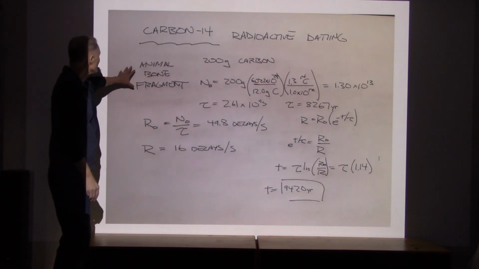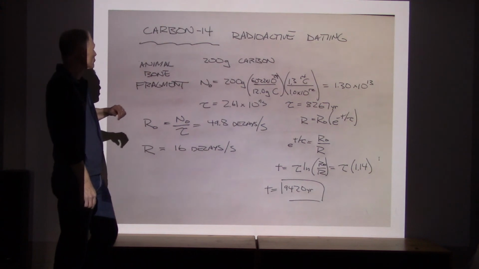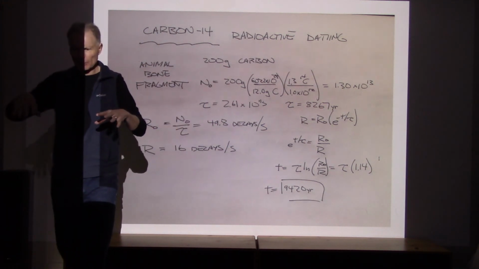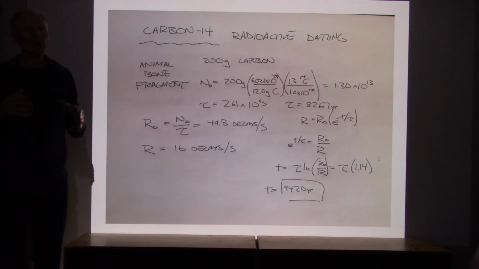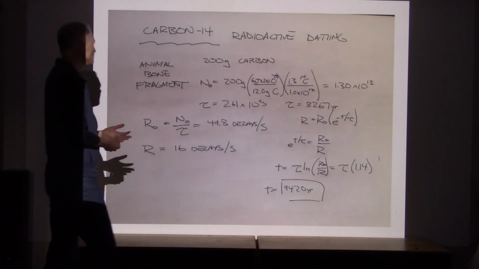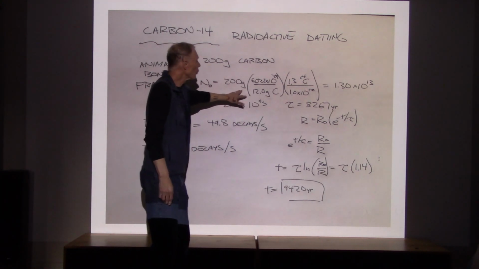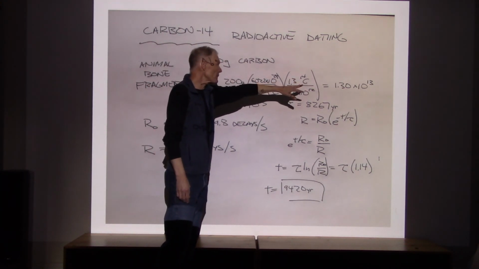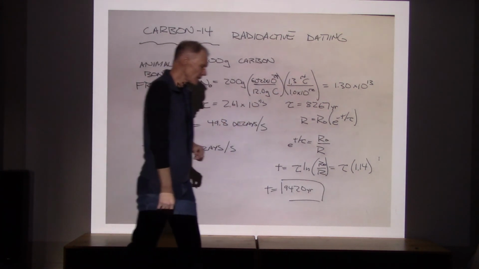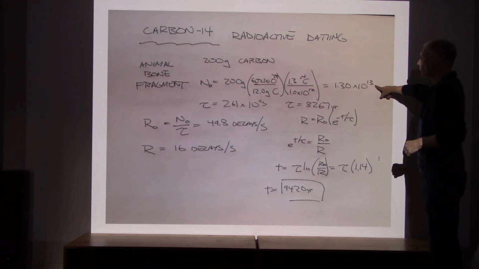So let's say that we have this animal bone. This was the problem posed on the slide before. It says we took an animal bone, and from that animal bone we ran some chemical techniques, and we sorted out 200 grams of carbon, so pure carbon from the bone. Now, that would say that 200 grams of carbon would mean 1.30 × 10^13 carbon-14s originally were present in that sample.